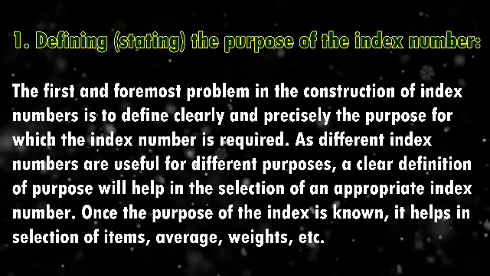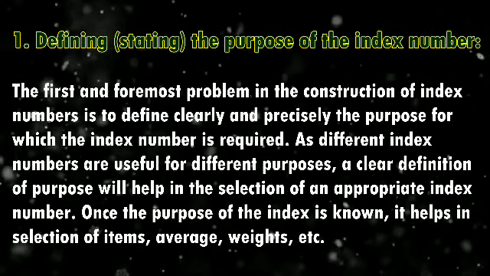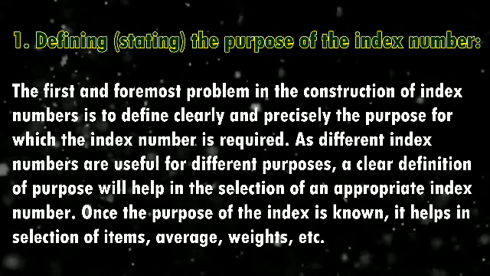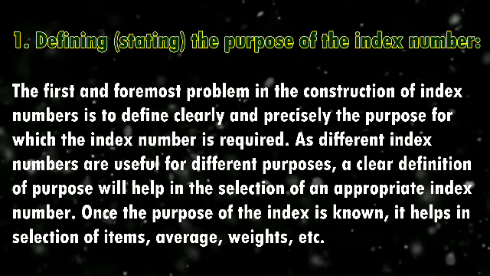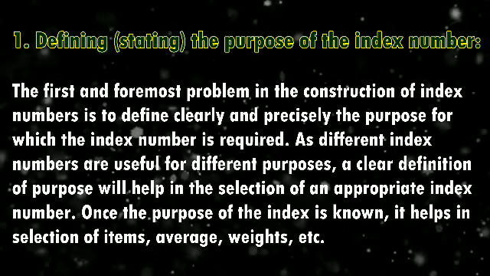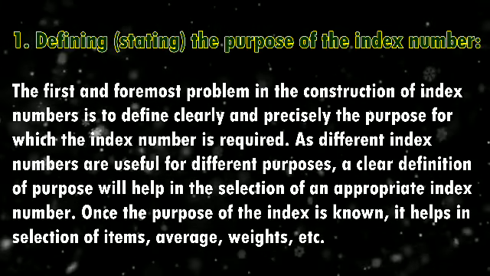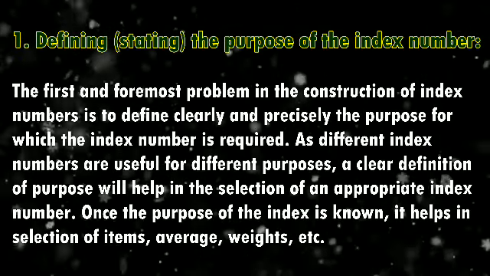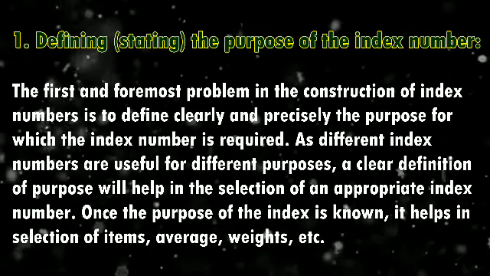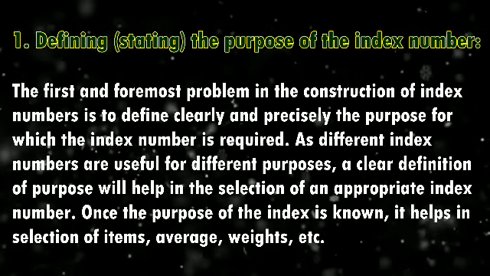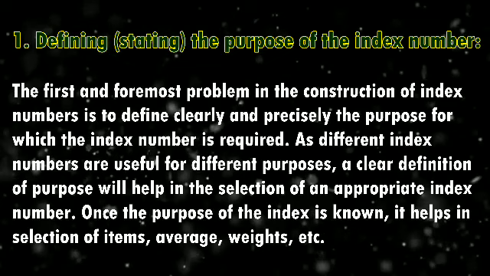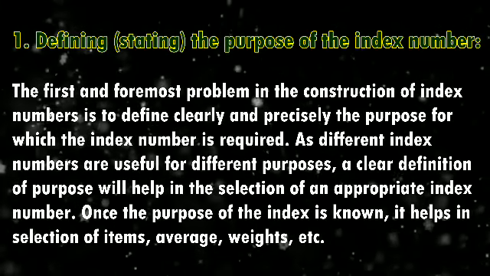As different index numbers are useful for different purposes, a clear definition of purpose will help in the selection of an appropriate index number. For example, an index whose purpose is to measure consumer price index should not include wholesale rates of items, and the index number meant for slums or colonies should not consider luxury items. So once the purpose of the index number is known, it helps in selection of items, average, weights, etc.